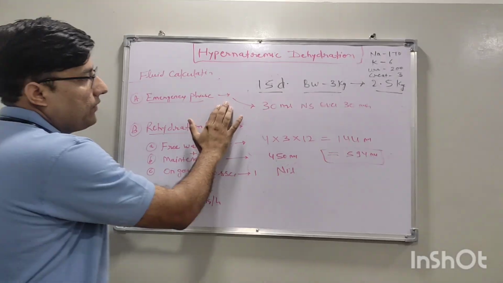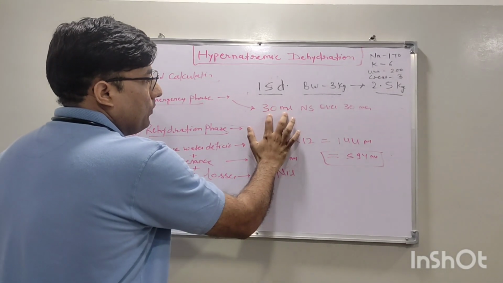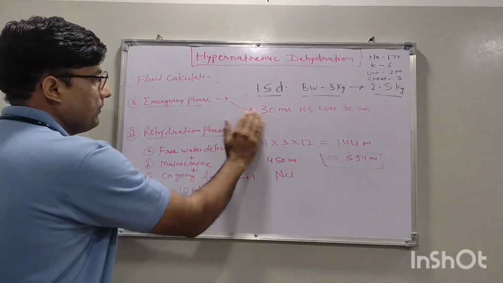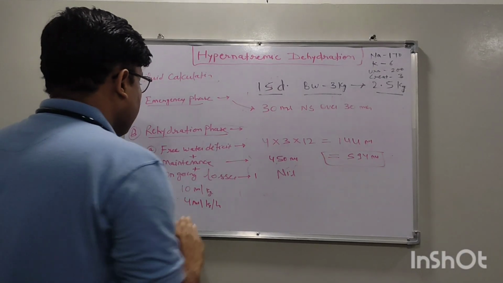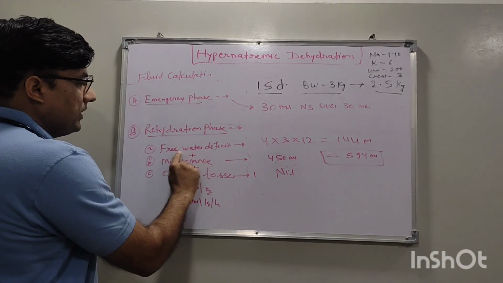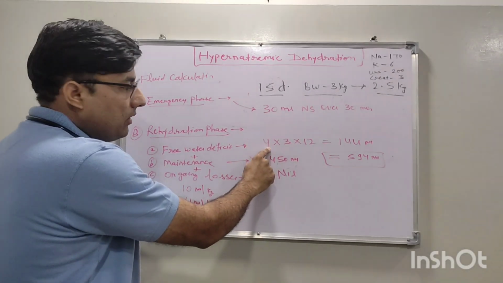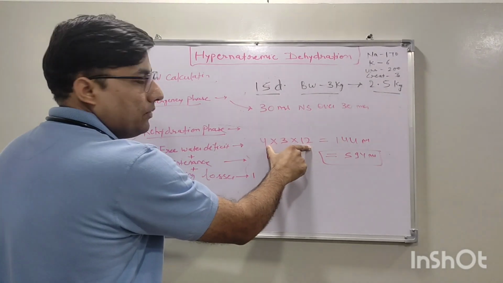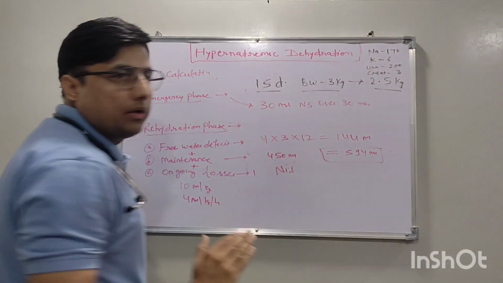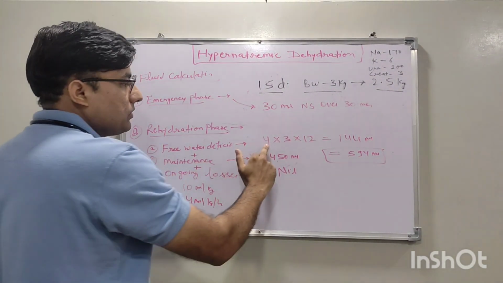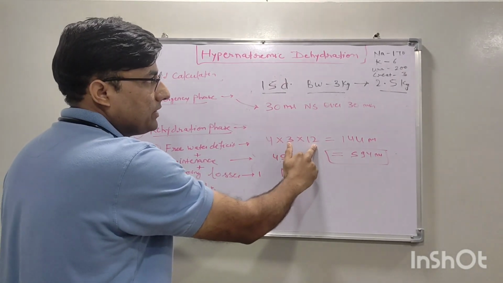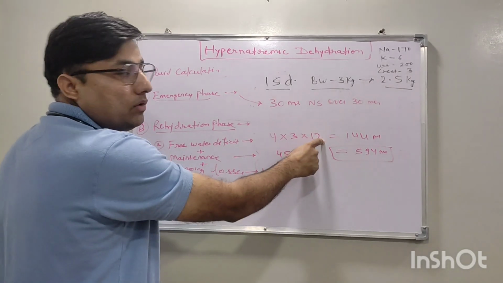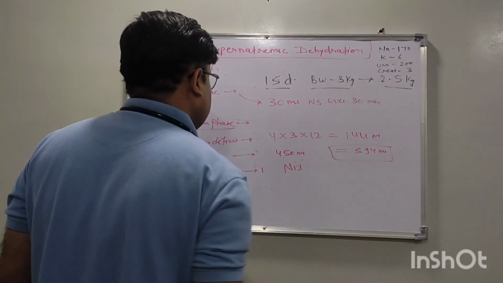So first is the emergency phase. We'll give a bolus of 30 ml NS over 30 minutes, to restore intravascular volume. Then we'll calculate the rehydration phase, the free water deficit. What is the formula? 4 into weight into 12. It is 4 because the sodium level is 170, which is moderate only. So we are taking 4 into 8 into 12. If it was more than 175, then we'd take 3 into 8 into 12. So it is 144 ml.